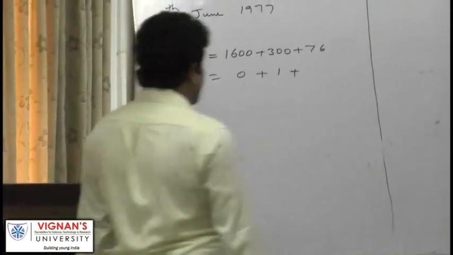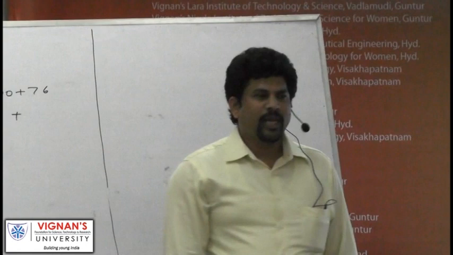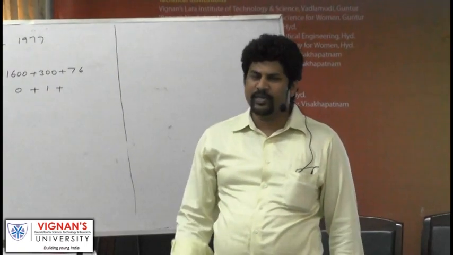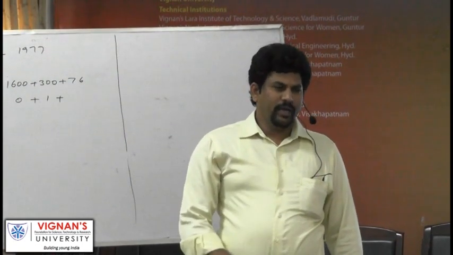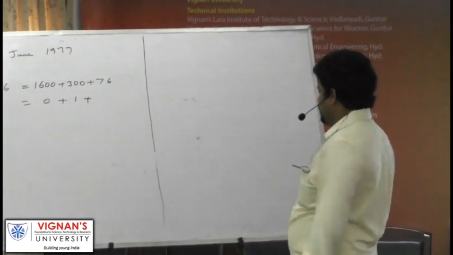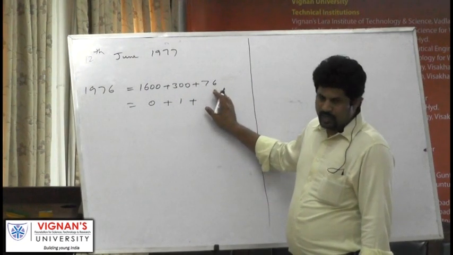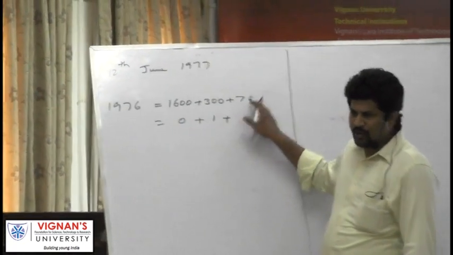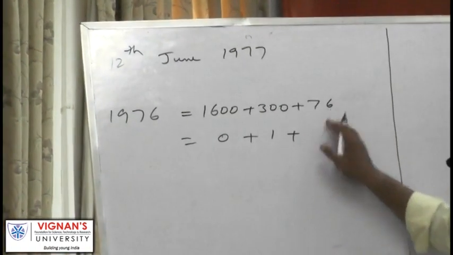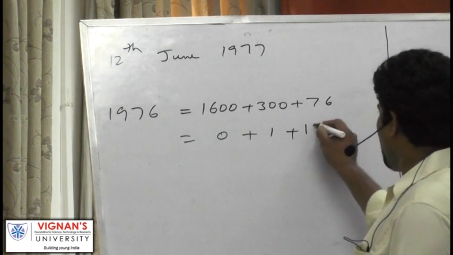Now in 76 years, we need to find out how many odd days are there. A leap year has 2 odd days, an ordinary year has 1 odd day. So let us find out in 76 years how many leap years and how many non-leap years are there. 76 is a leap year. So divide it by 4, you get the number of leap years. 76 by 4 is how much? 19. 19 are leap years.